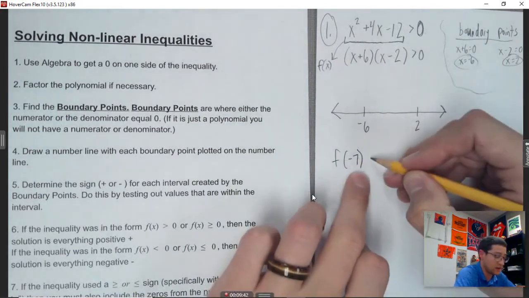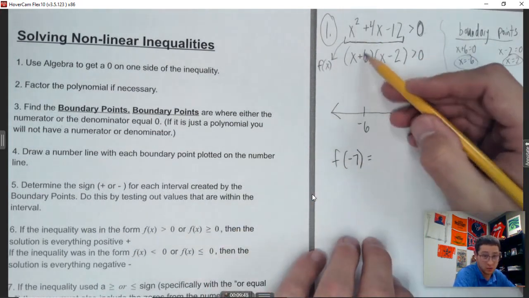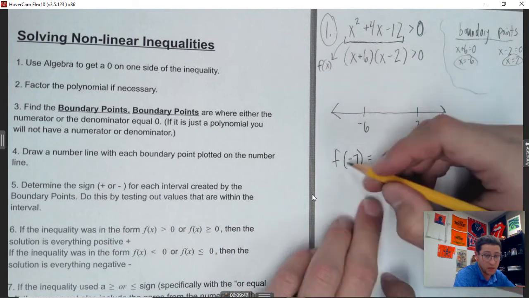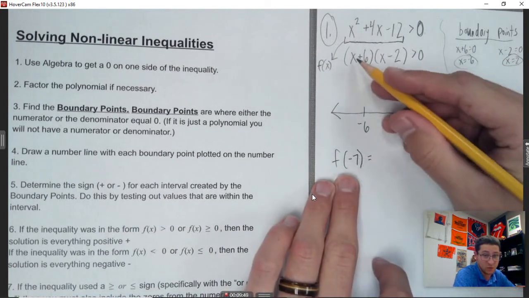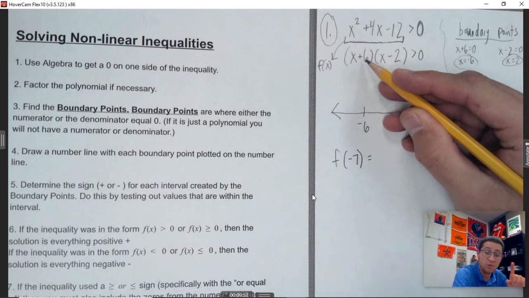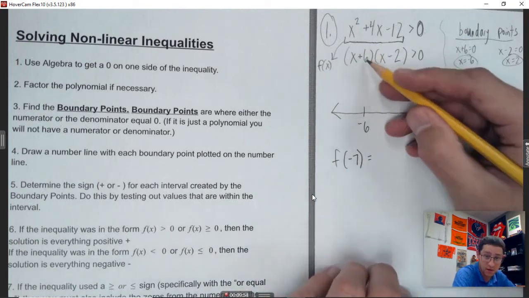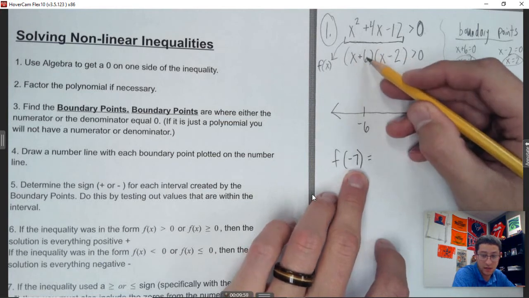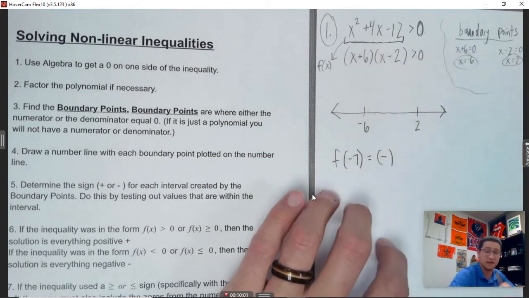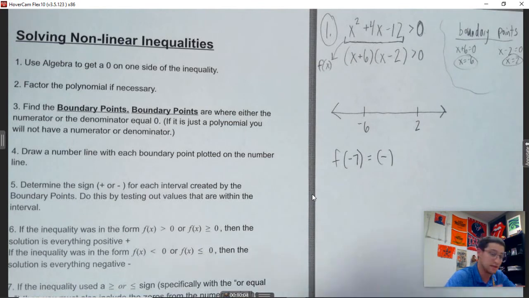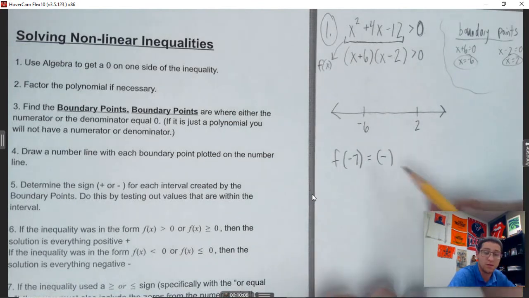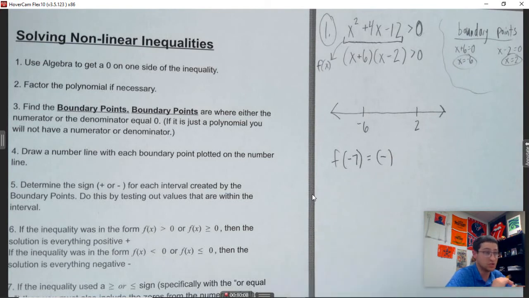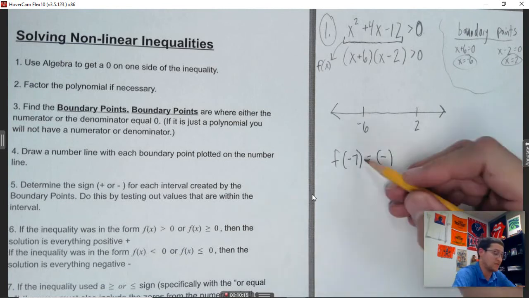Okay, so this is f of negative 7. We're going to plug it into the factored form here. So we've got negative 7 plus 6. All that we want to talk about here is, is that positive or negative? Well, that's going to be negative, so I'm just going to write a negative here. Understand that this is technically equal to negative 1, but all that matters is it's negative. It saves us a little bit of time, so there's no point to do those operations because all we're looking for is if this value is positive or negative.